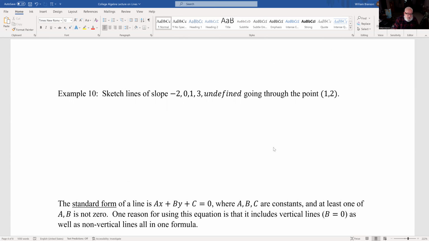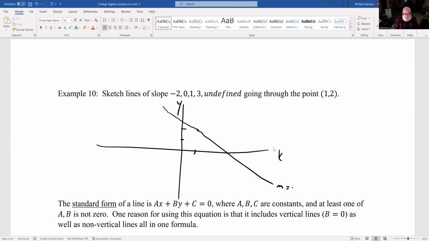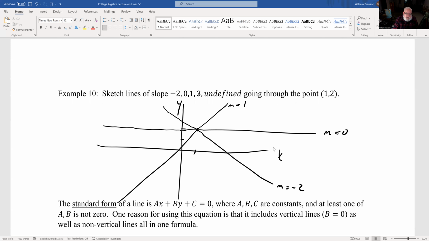So if we're thinking about what slope means, negative slope means you're going down. 0 slope means you have a horizontal line. Slope 1 is something like that. Since 3 is bigger than 1, a line of slope 3 is steeper than a line of slope 1. And finally, my vertical line has undefined slope.